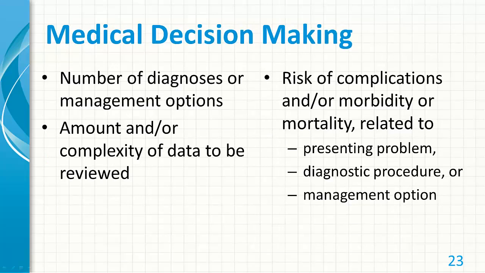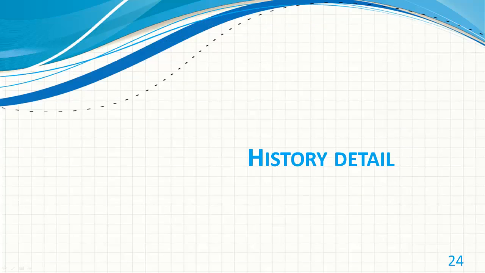Medical decision-making has 3 elements: number of diagnoses or management options considered, amount and/or complexity of data to be reviewed, and risk related to presenting problem, diagnostic procedures ordered, or management option planned. This will also be explained in detail in a few minutes. Now for history.